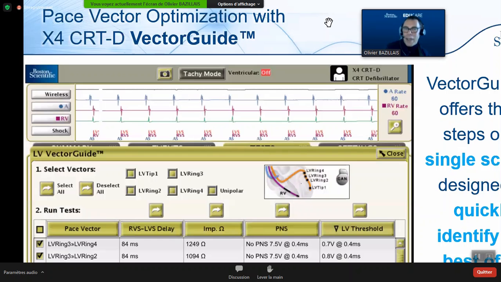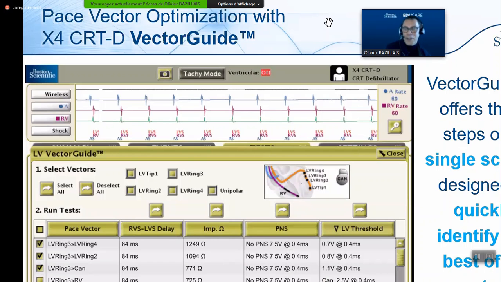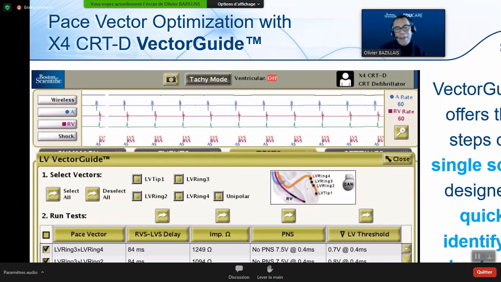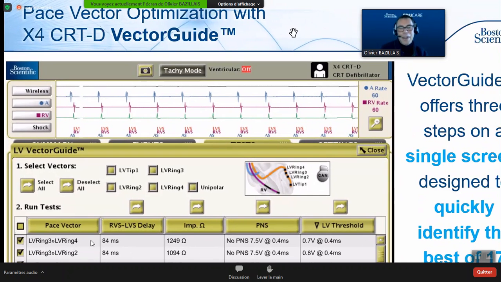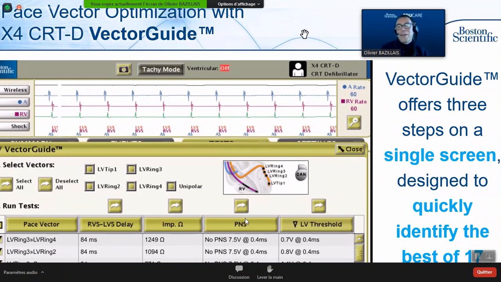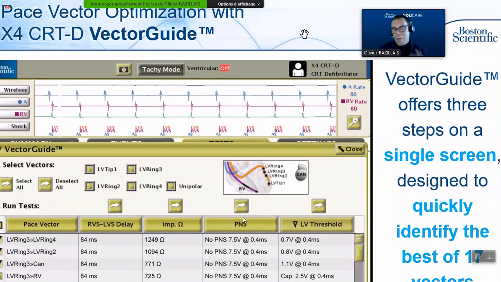So, vector guide, what is it? It's just a tool to help you determine which vector is the best. Because of course, at the time of implant, you will probably test, let's say, 4 to 6 vectors, but you will not test all vectors. And the vector guide, just by pushing the buttons, will immediately give you the RVS-LVS delay, meaning the impedance, the phrenic nerve stimulation. It's a very rapid test.